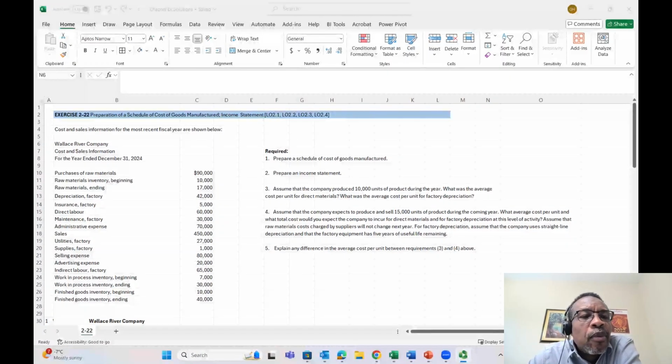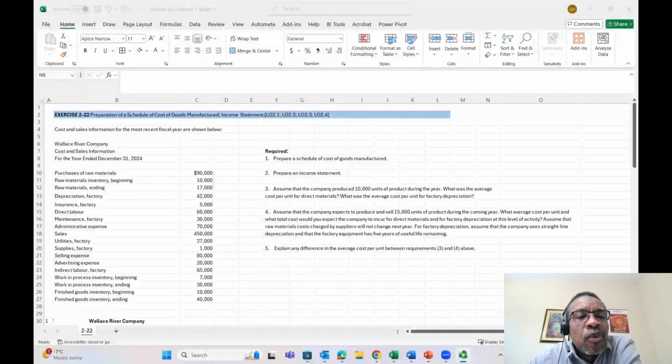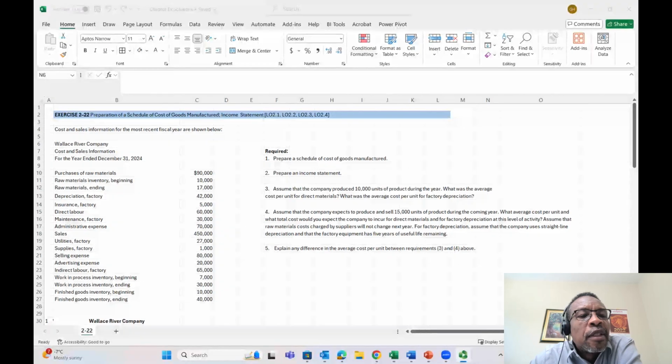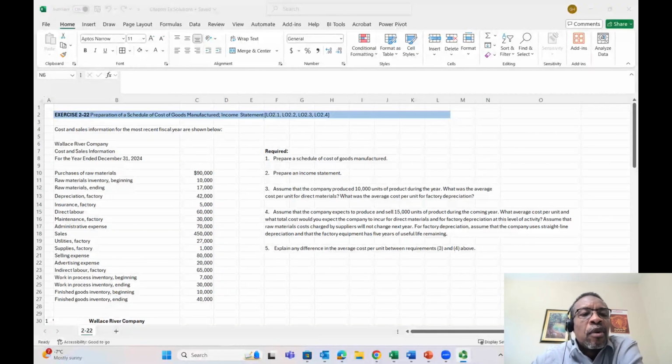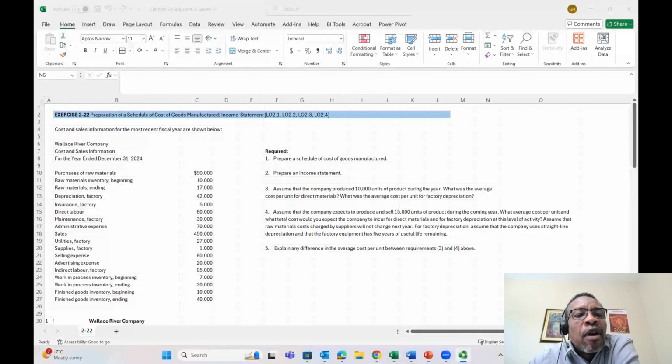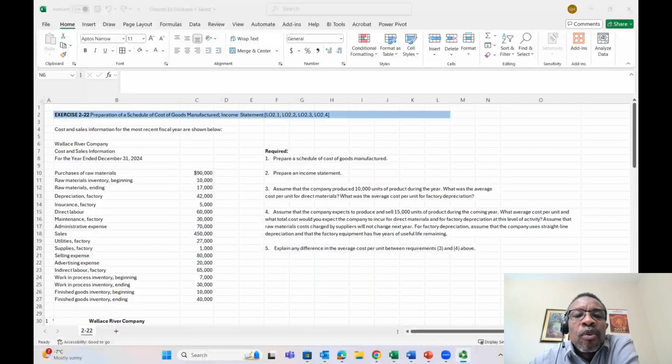So today we will be looking at an exercise from chapter 2, that's exercise 2-22. In this exercise we are asked to prepare a schedule of cost of goods manufactured as well as an income statement. Now this question covers learning outcome 2.1, 2.2, 2.3 and 2.4.